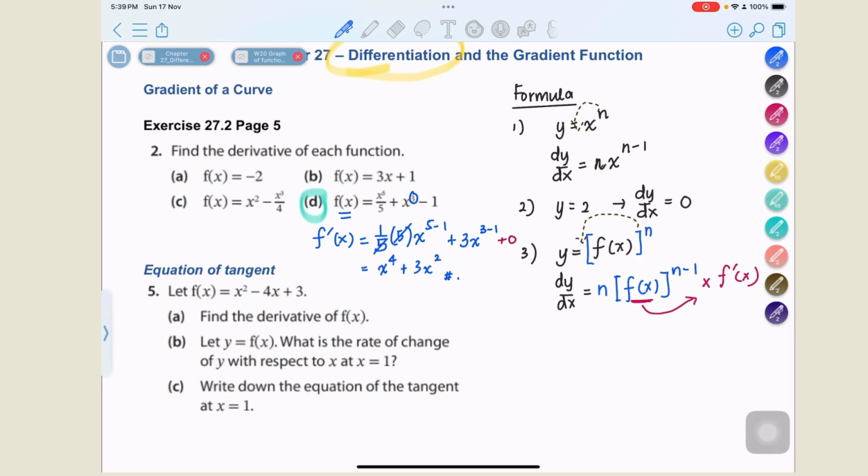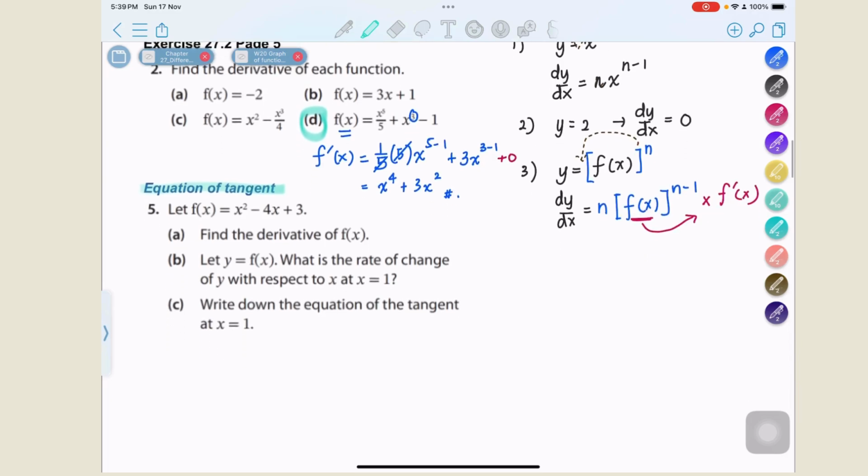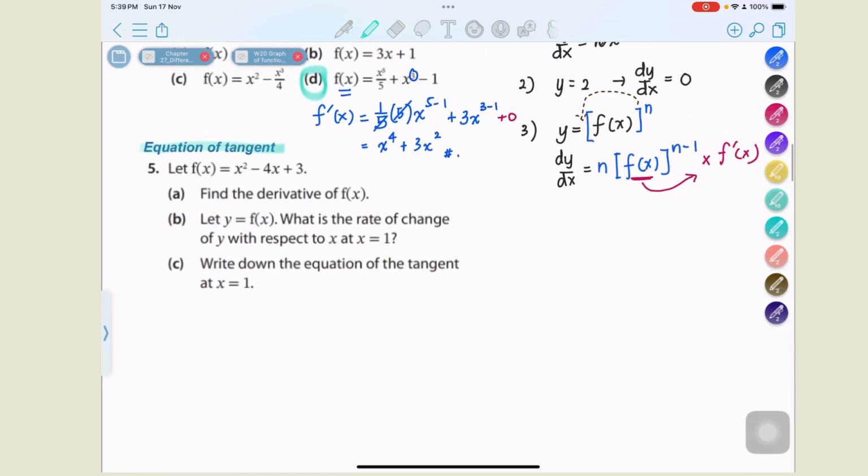Okay, next part, I want you to look at how to find the equation of the tangent. Let's look at the next one. They say the f(x) function is x squared minus 4x plus 3. We're looking at question 5. First of all, they ask you to find the derivative of f(x).